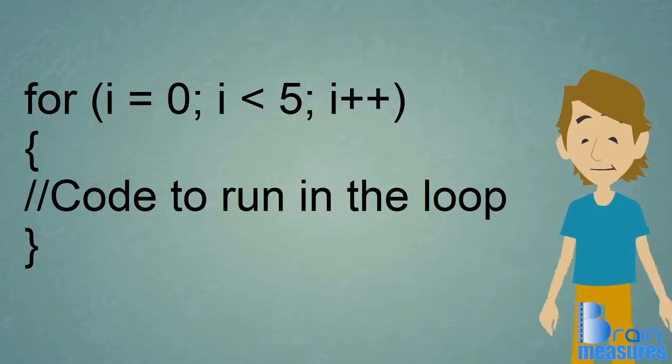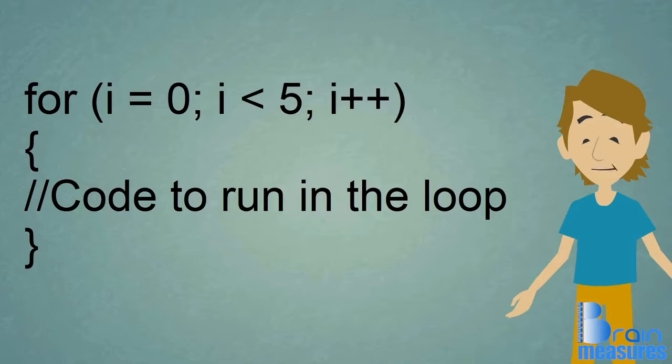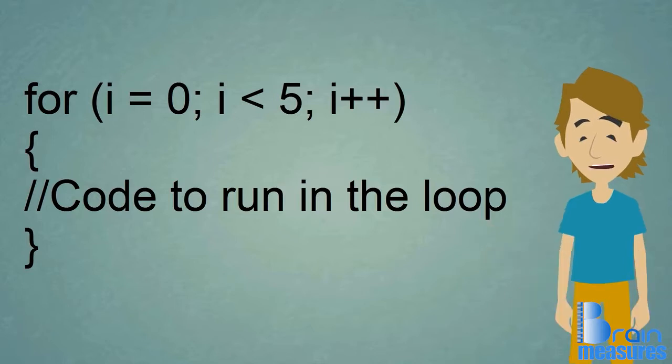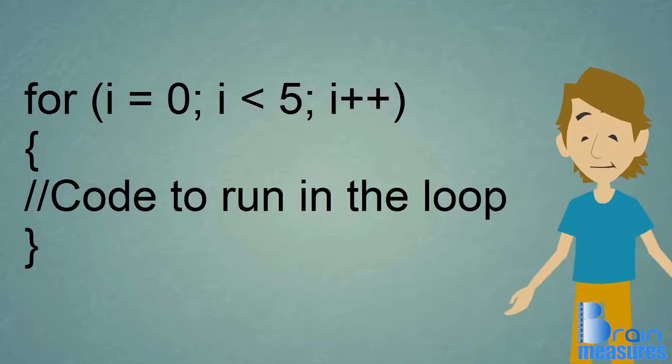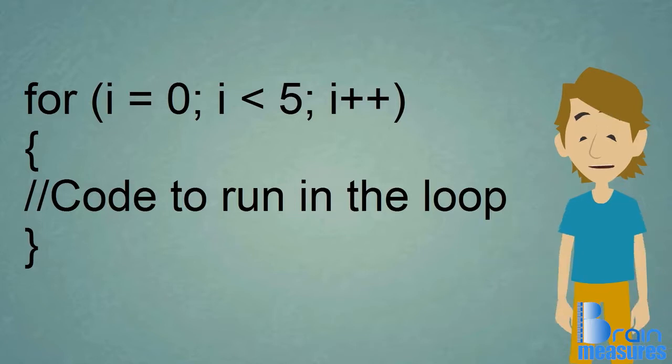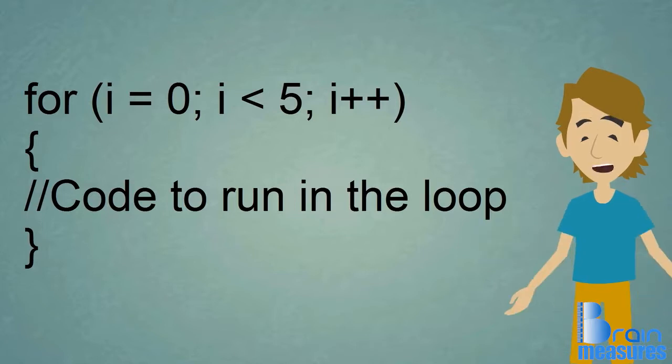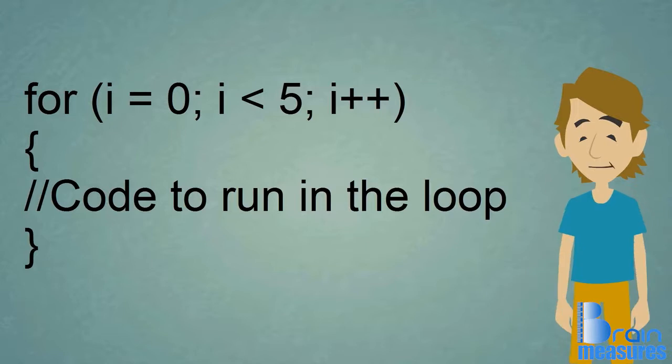Alright, this may be a lot to take in, so let's slow down for a second. There are two items that we need to discuss before we go on further. We have talked a little bit about variable scope, but the variable i can only be seen in the loop. It is more of an advanced concept, but variables can sometimes be seen in different places of the code. This means that the variable i cannot be seen outside of the loop.